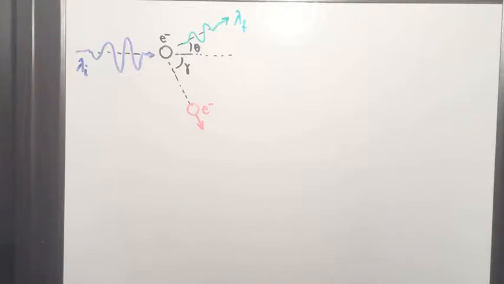In this video, we're going to look at the Compton scattering effect. A little bit of a background and introduction. Compton scattering, or the Compton effect, is the change in wavelength of a scattered photon after colliding with an electron while it travels through some material.